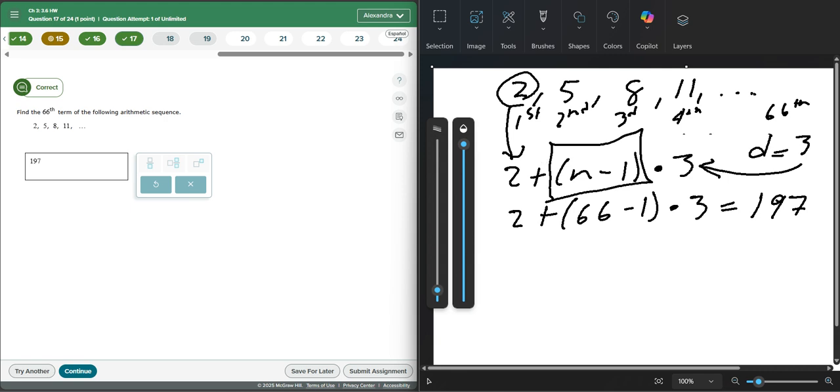Okay, I know it's long, maybe a little complicated, but just remember: the first number plus n minus 1 times the difference. The difference between the second number and the first number.